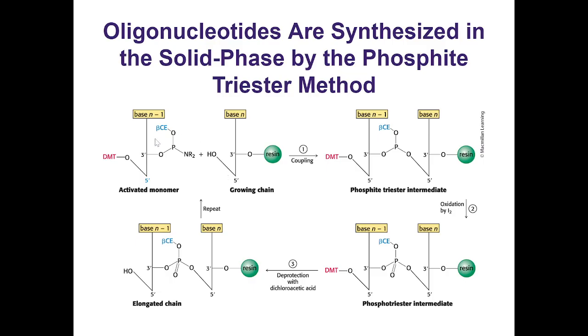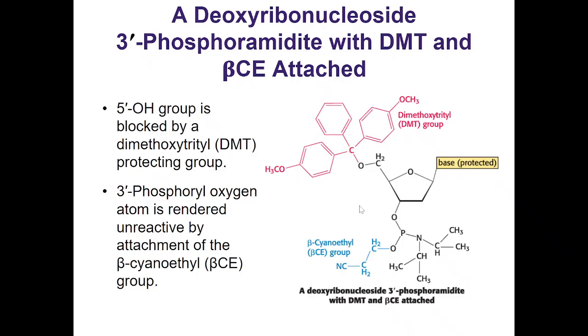Right here we have the base, which is N-1. Here we have the growing chain, which we're going to attach this to. And so we're going to attach this via coupling right there. Again, this is the phosphate triester intermediate right here, and you can see that phosphate triester right there.